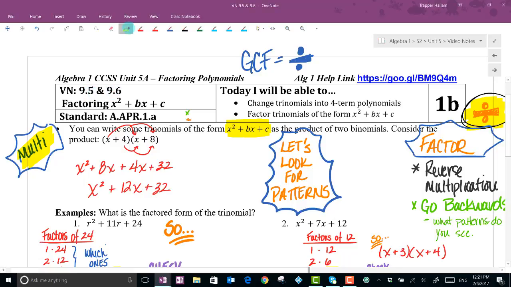We're going to combine a couple of things today and do them a little bit differently than the book. Today we're going to change a trinomial into a four-term polynomial, and we're also going to work with factoring our version of polynomials right now, which is ax squared plus bx plus c, where a is 1. So that's our goal. If we can get those two things out of this, that's great. Let's go ahead and get into this real quick.